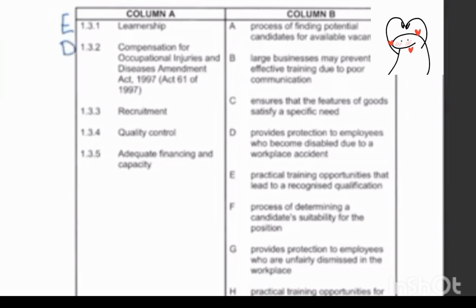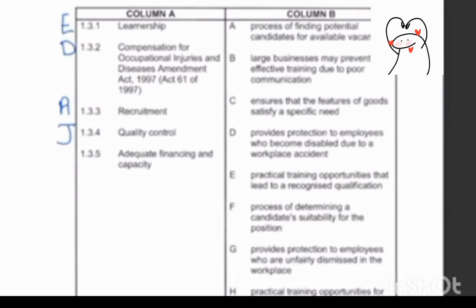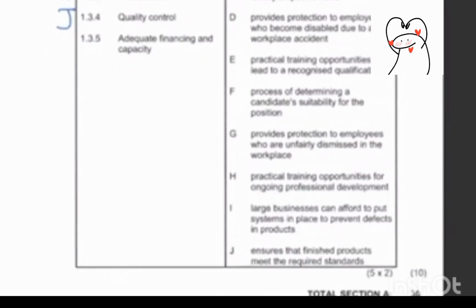So let's check 1.3.2. We have the Compensation for Occupational Injuries and Diseases Amendment Act. So now our appropriate answer is going to be: provides protection to employees who become disabled due to a workplace accident. So our appropriate answer in this regard is going to be D. Okay, right. So now grade 12, we have landed on question 1.3.3 where we have recruitment. This is nothing but a process of finding potential candidates for available vacancies. So now our appropriate answer in this regard is going to be A. So now let's check quality control. Quality control is in line with ensuring that finished products meet the required standard. Meaning in this regard, our appropriate answer is going to be J. Okay, right, grade 12. So now let's check 1.3.5. 1.3.5 reads as follows.